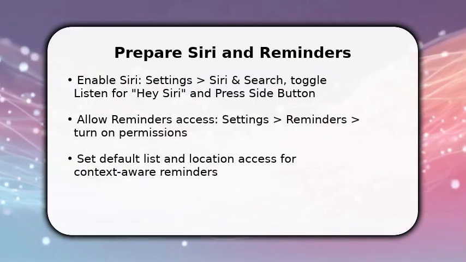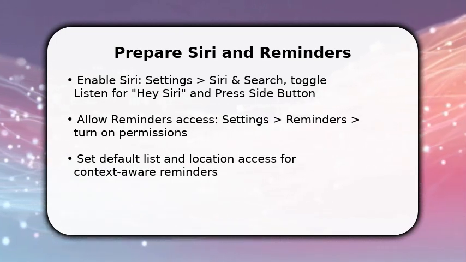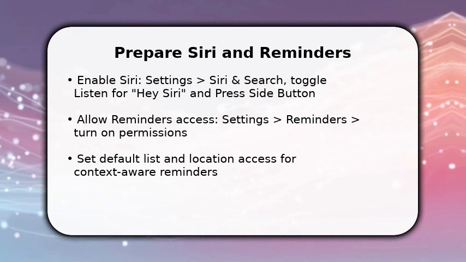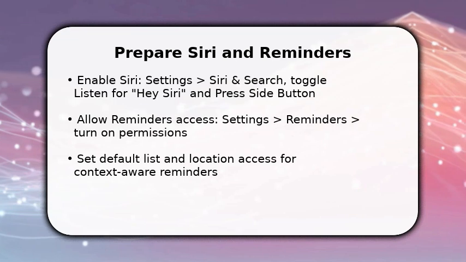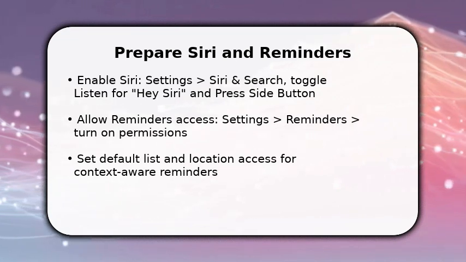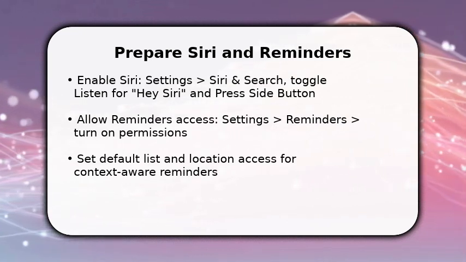You'll start by making sure Siri and Reminders can work together. Enable Hey Siri and the side button shortcut, and give Reminders permission to use location and notifications so it can alert you. Once done, open Reminders and pick or create a default list. This makes new items land where you expect them.